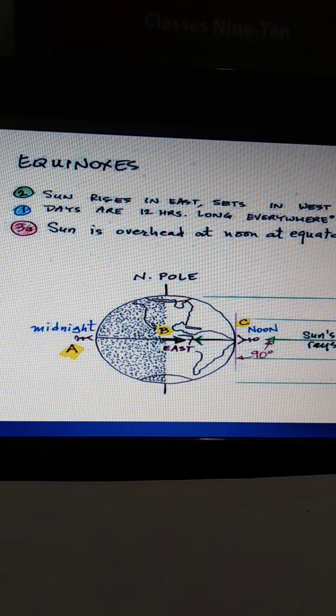Dear student, look at the figure. This is similar to 23rd September. What we learned on 23rd September, both North and South Pole keep equal distance from the sun. Similarly, on 21st March, both North and South Pole keep equal distance from the sun. As a result, day and night become equal all over the earth.